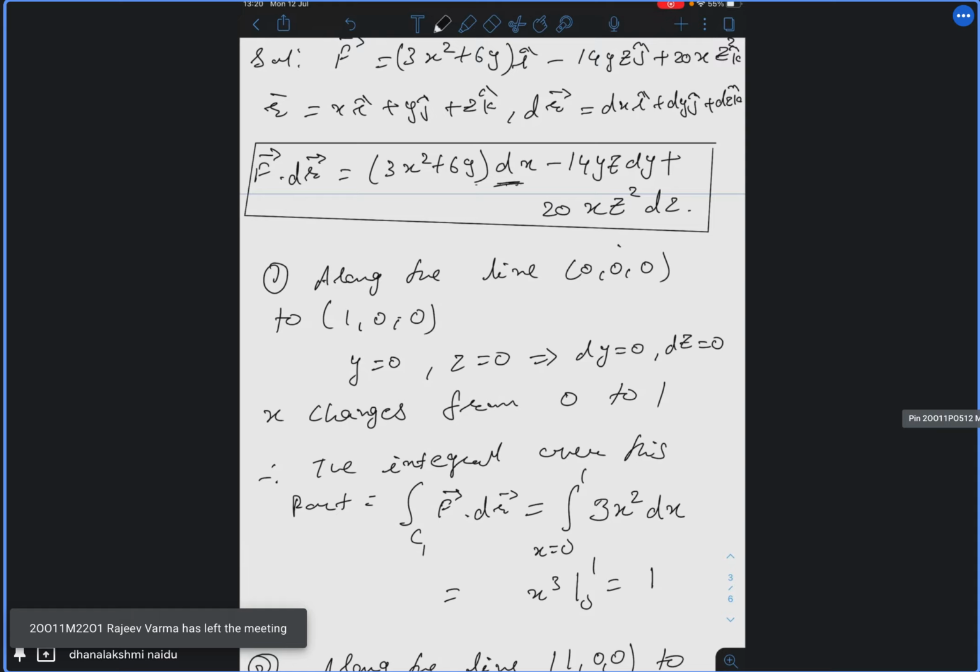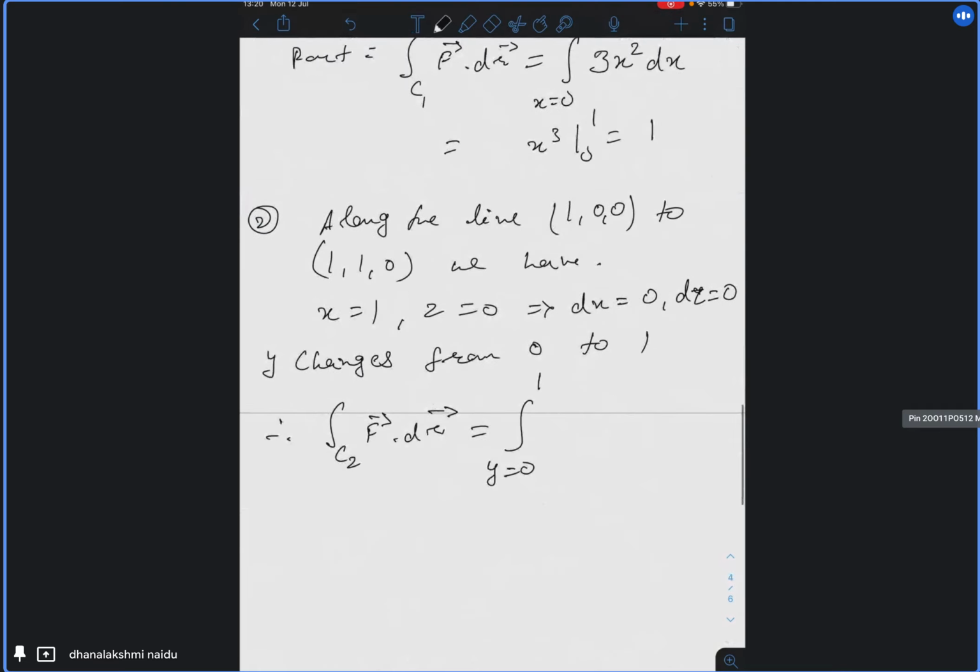So first part 0. dy is not 0, but here the function is y into z, but z is 0, so this also 0. And the last term again x and z both 0. So overall here you will get 0 minus 0 plus 0 dy. So overall this answer is 0. Understood?